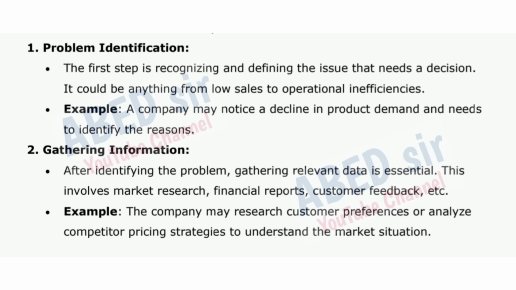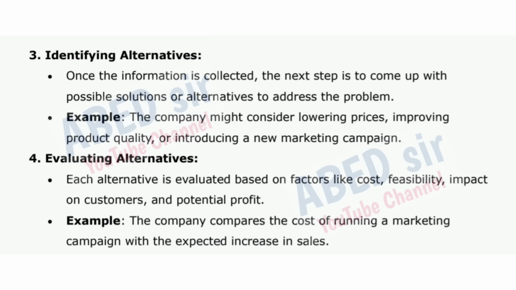understand the market situation. 3. Identifying alternatives. Once the information is collected, the next step is to come up with possible solutions or alternatives to address the problem. Example, the company might consider lowering prices, improving product quality, or introducing a new marketing campaign.